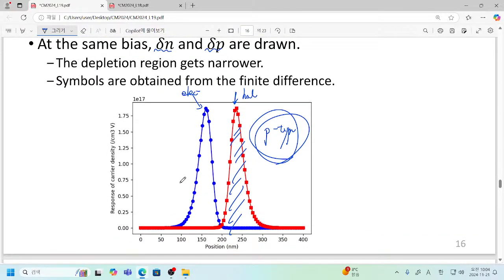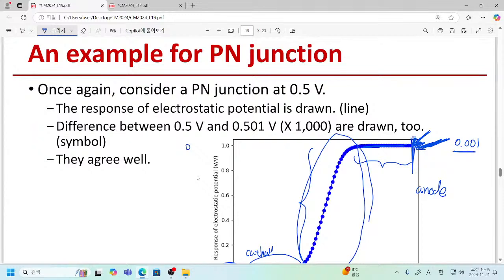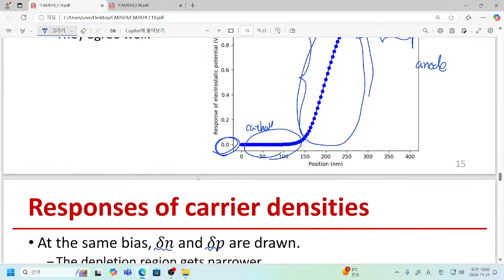Please note that although it looks like just one single line, each of this blue curve and red curve actually contains two different contents. Here we have a symbol, and here we have a line. This line is obtained from small signal frequency domain calculation, and this symbol is obtained from our long transient simulation. So you can see that the agreement is quite good. It is because I have used two different values like 0.5 and 0.501, so just 1 millivolt excitation voltage.